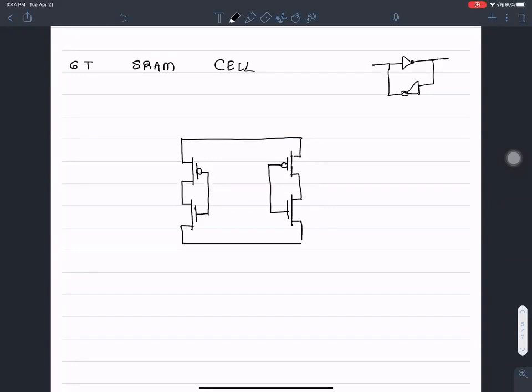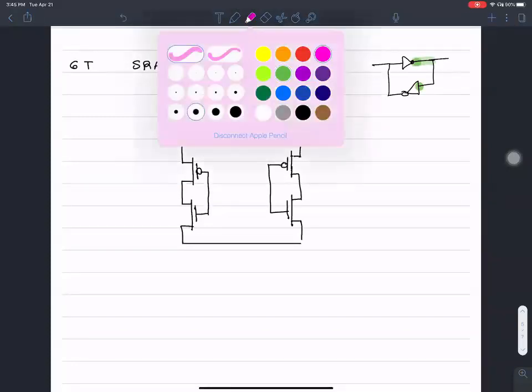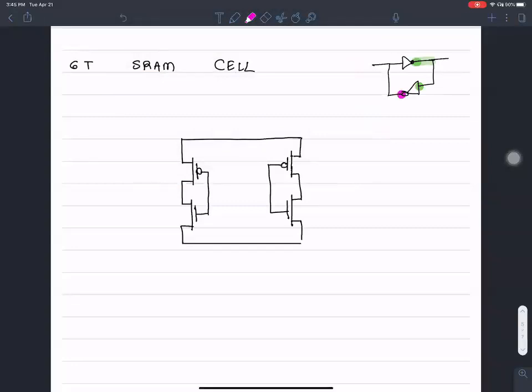So now, just like this guy, the input of one is connected to the output of the other. Even so, the output of this guy is connected to the input of this guy. So that's exactly what I'm doing here. The input of this transistor here is connected to the output of this guy. So let me do this.